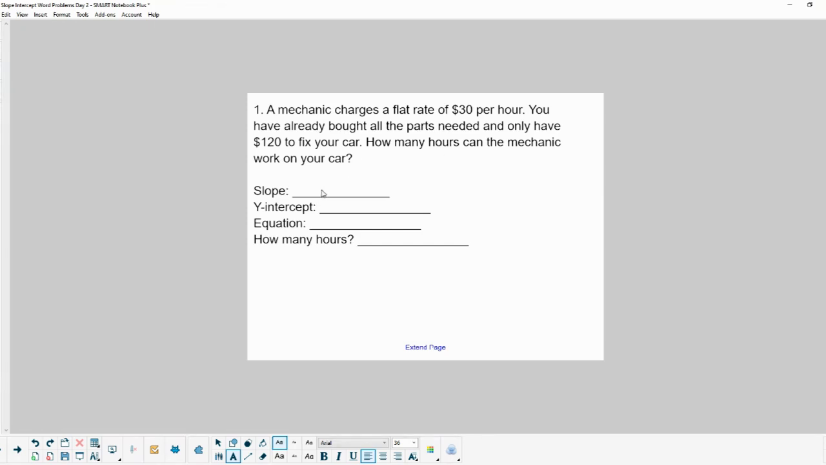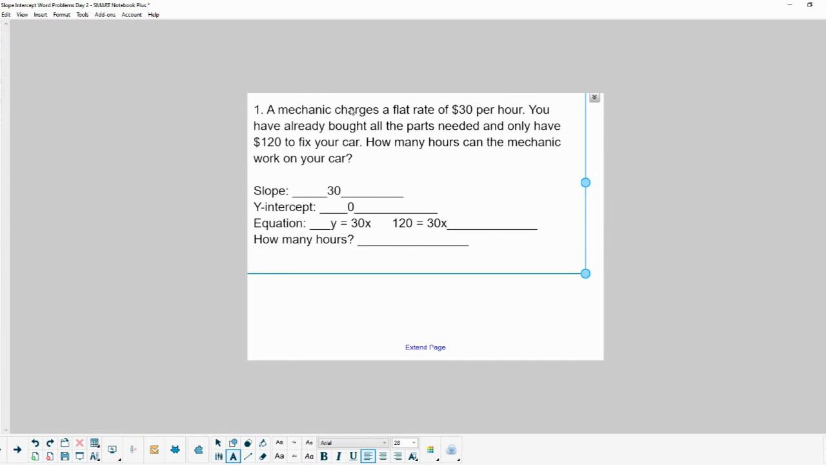So what that tells me is, at least in the slope column, we're charging $30 an hour. In the y-intercept column, you've already got the parts that you need, so you don't need to buy any more. But you do have $120 to fix your car. So we're going to write down the equation this way: y equals 30x, and we want to know how many hours it's going to take for our total value to get up to $120.